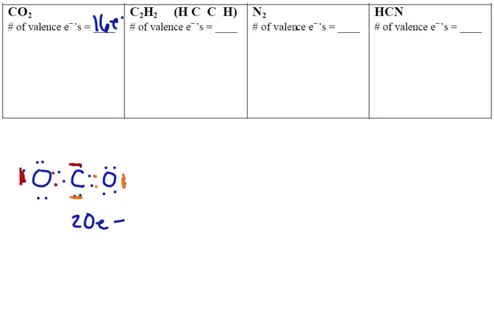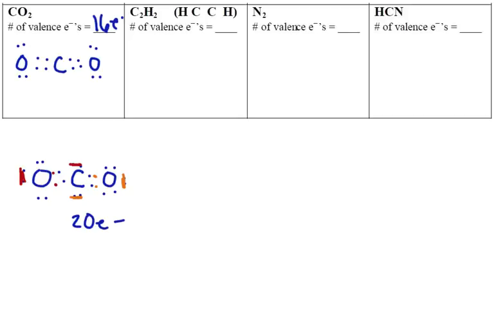So let's clean that up. Here I have carbon in the middle, double bonded to an oxygen, double bonded to an oxygen, and on my oxygen I have two lone pairs, and two more lone pairs, 2, 4, 6, 8, 10, 12, 14, 16, 16 electrons, and that's exactly what I'm trying to do.